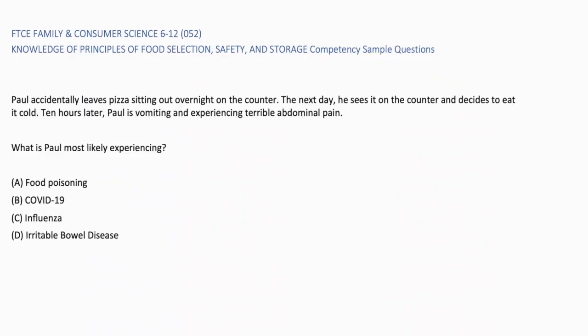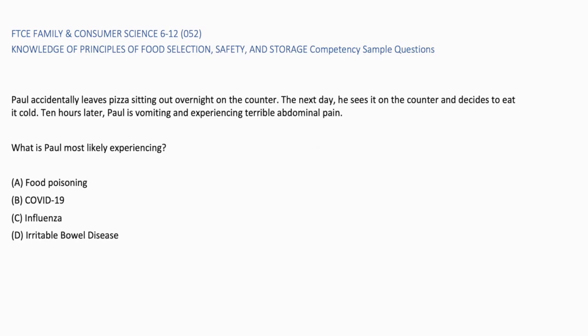Paul accidentally leaves pizza sitting out overnight on the counter. The next day, he sees it on the counter and decides to eat it cold. 10 hours later, Paul is vomiting and experiencing terrible abdominal pain. What is Paul most likely experiencing? A. Food poisoning, B. COVID-19, C. Influenza, or D. Irritable bowel disease.